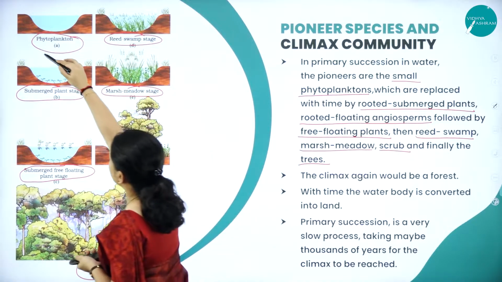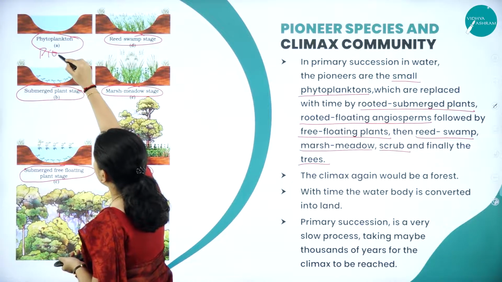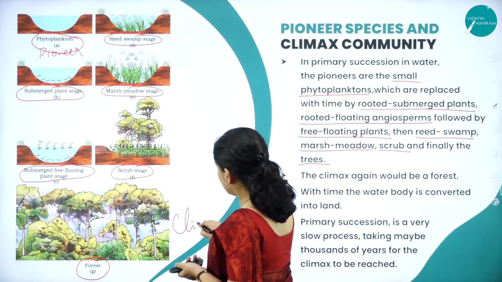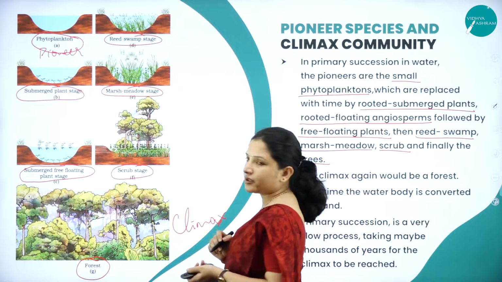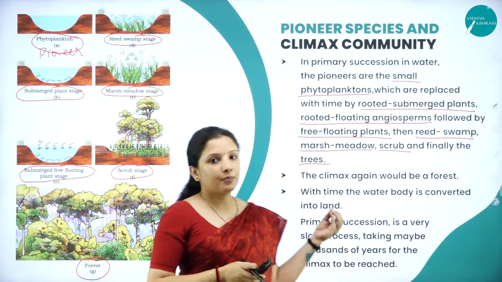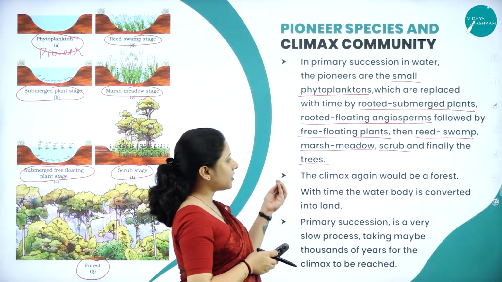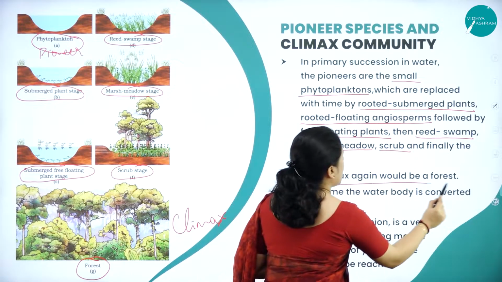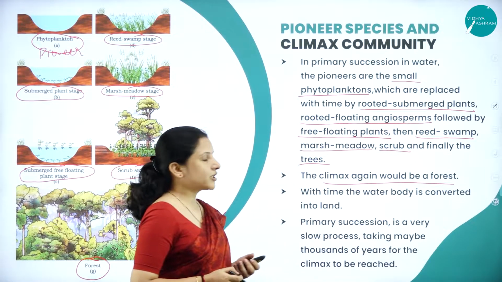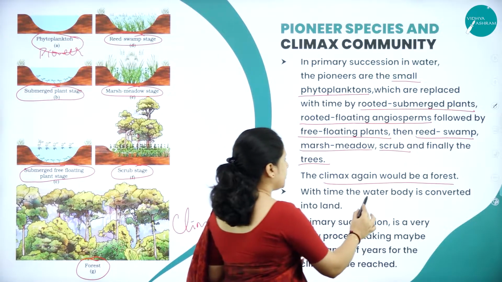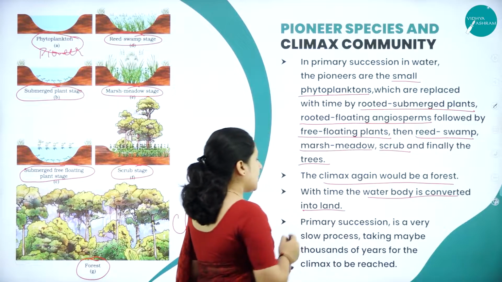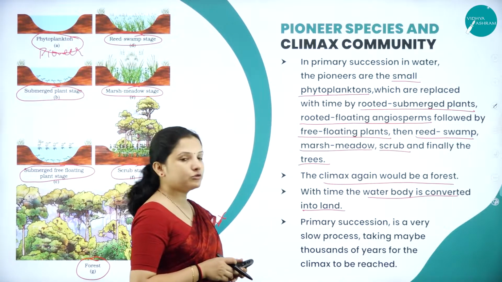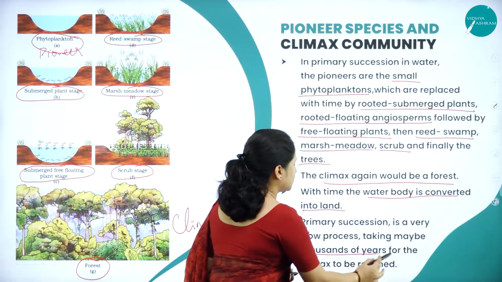So here the pioneer species will be the phytoplankton. The forest will be the climax community. That is how it can occur in an aquatic ecosystem. The climax again would be a forest here, and with time the water body is completely converted into land. Primary succession is a very slow process, taking maybe thousands of years for the climax to be reached.